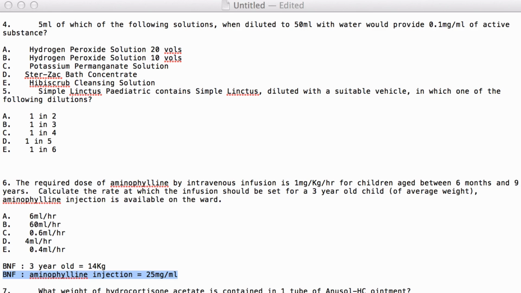So if it's 25 mg in a mil. In a mil, yeah. Okay, so 14 mgs, because the patient is going to need 14 mgs if it's 1 mg per kilo, and the patient is 14 kilos. Yeah. So they'll need 14 mgs per hour. So they're going to need the 1.79 mils of that.